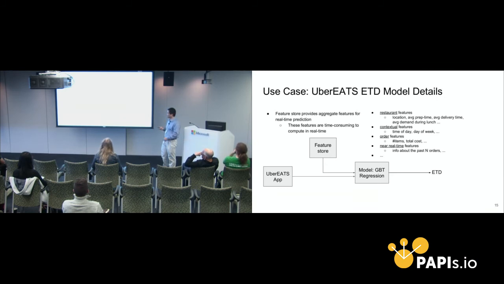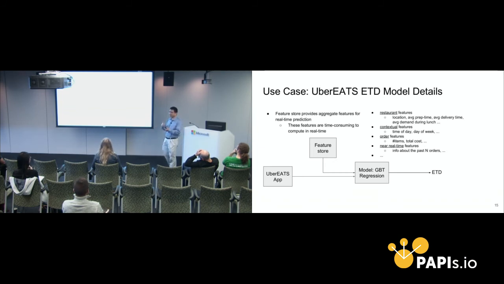So to get into some more details, as you can imagine, to actually make predictions on the time of delivery, there are a lot of features you have to take into account, right? What are the features? There are some restaurant-specific features, like where the restaurant is, the average meal preparation time, the average delivery time, and the average demand during lunch. As you can imagine, some of these are aggregate features, like average demand for the past 2 months, and we don't want to compute them on the fly, right? So these are batch computed features in the Hive feature store.